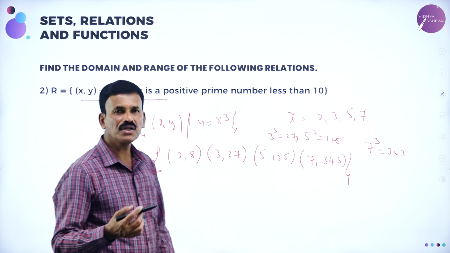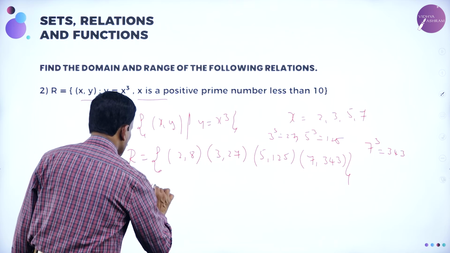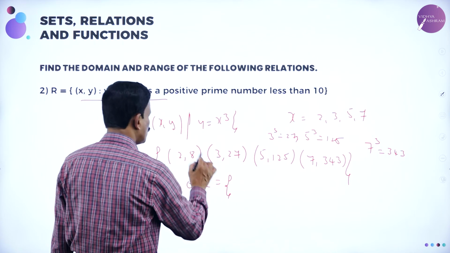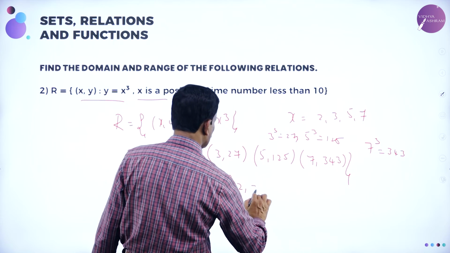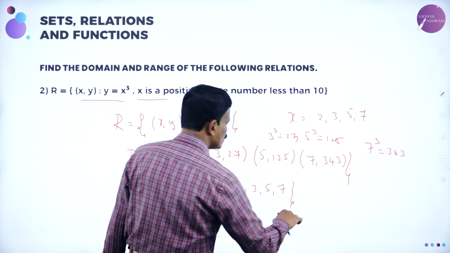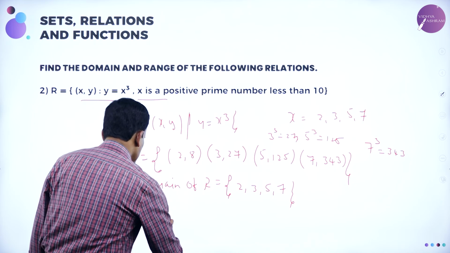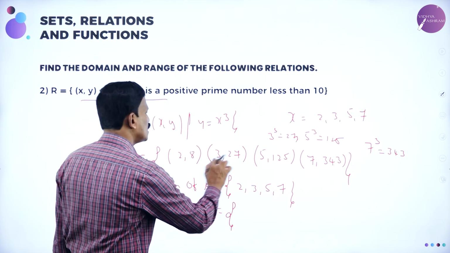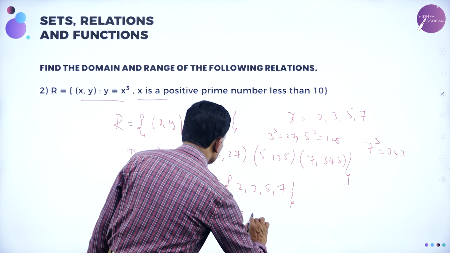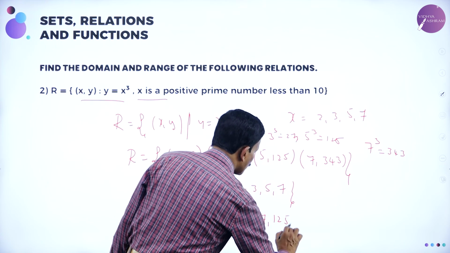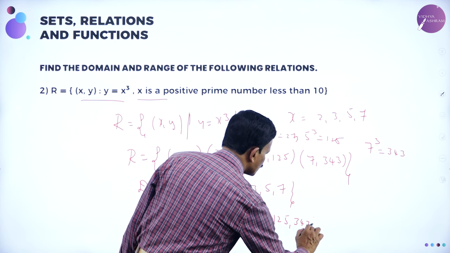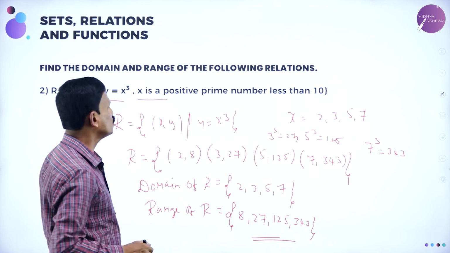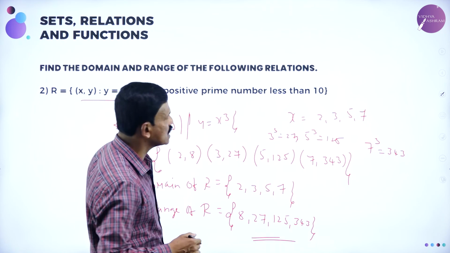Okay. Now, what is to write the domain? Domain of R is equal to the set of all first elements of the relation: 2, 3, 5, 7. This is the domain. And what is the range? Range is the set of all second elements. Range of R is equal to the set of all second elements of the relation, that is 8, 27, 125 and 343. This is called the domain and range for this relation y is equal to x cube, where x is a prime number less than 10.